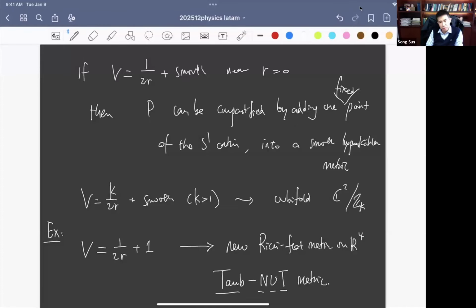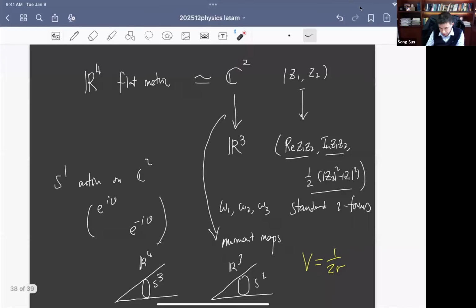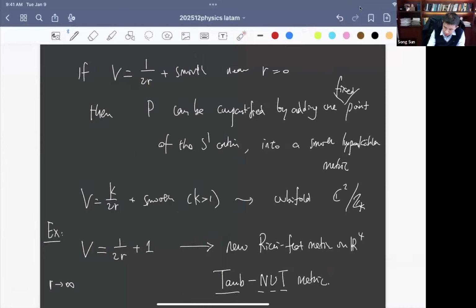But it has a different geometry from the flat R4 because the behavior as r goes to infinity is very different. For R4, when r goes to infinity, V goes to 0. Remember that the length of the S1 orbit is the inverse of V, so it goes to infinity. These Hopf fibers go to infinity. Here, when r goes to infinity, V goes to 1, not to 0. So that means the Hopf fibers do not grow. So at infinity, it's not a four-dimensional thing. It's actually a three-dimensional thing. It has cubic volume growth.